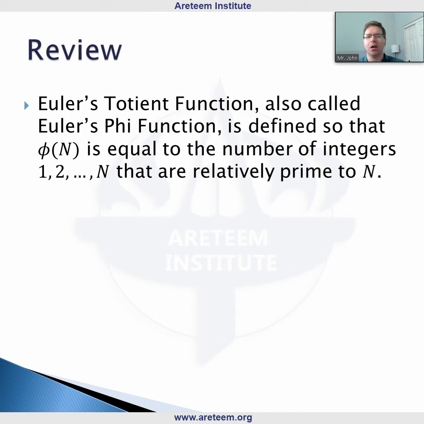Euler's totient function, also called Euler's Phi function because of the notation, is defined so that it's equal to the number of integers from 1 to n, or sometimes from 1 to n minus 1, that are relatively prime to n. Right? Of course, n is never relatively prime with itself, so you could define it either way you want there, but I like it with this symmetry we have in that case.